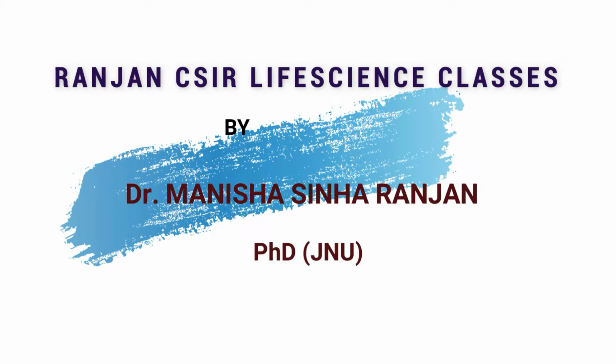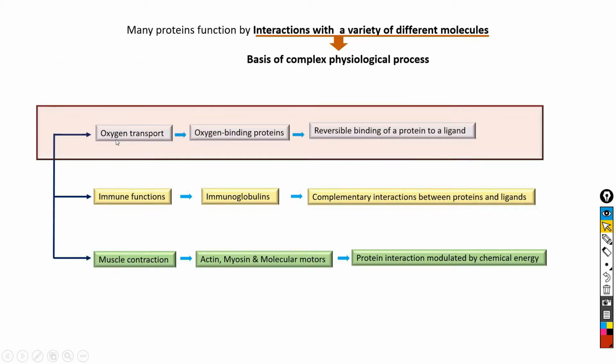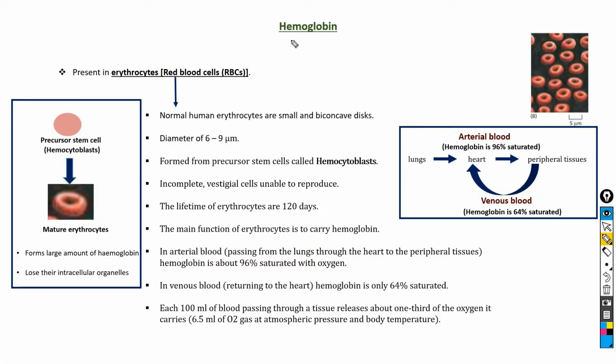So in this video, I am going to discuss oxygen transport, especially how hemoglobin transports oxygen in the blood. In animals, nearly all the oxygen carried by whole blood is bound and transported by hemoglobin. Hemoglobin is present in erythrocytes, which are also known as red blood cells or RBCs. Normal erythrocytes are small biconcave discs of diameter 6 to 9 micrometers.